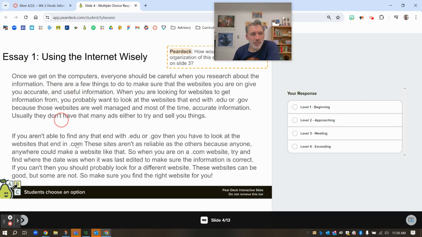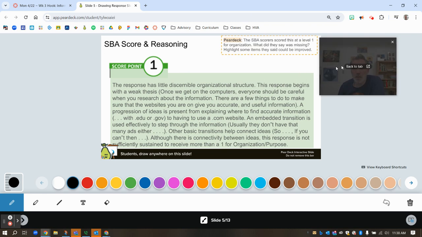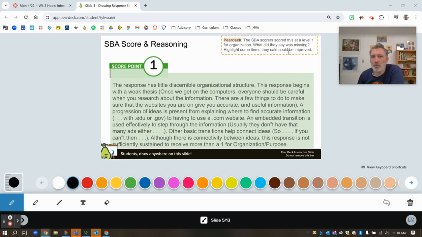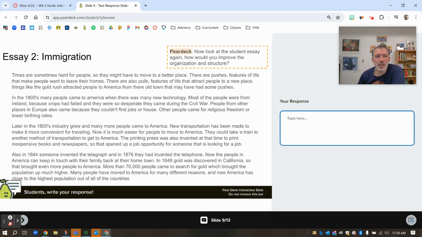Okay, so this is the short essay here, and you're going to score it. Then move on to the next slide, where it'll tell you the score, and you're going to read the SBA response. For this first one, I'm kind of giving it away because you can see it. But you're then going to highlight what the SBA scorers said was missing. And then you're going to come back to the essay one more time and answer a text response: what could this student do to improve? Looking ahead, there are also 2 more essays there.